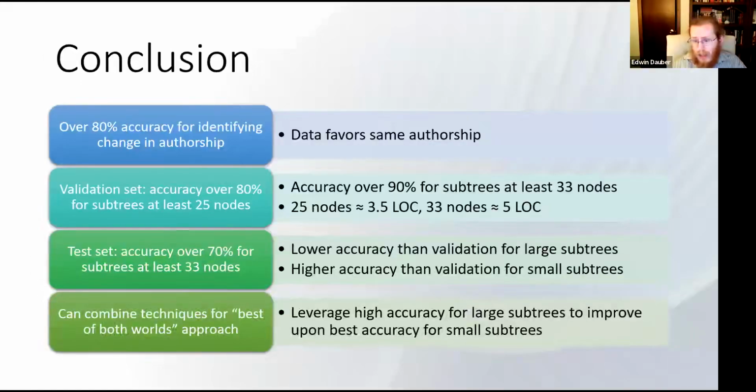So we can do over 80% accuracy in identifying change in authorship, but the data strongly favors same authorship. We also obtained accuracy over 80% for subtrees of at least 25 nodes, around 3.5 lines of code, and over 90% for at least 33 nodes, about 5 lines of code, and 70% for around 5 lines of code in the test set. The test set had lower accuracy than validation for large subtrees, but higher for small. We also saw we can combine our techniques to get a best of all worlds approach.